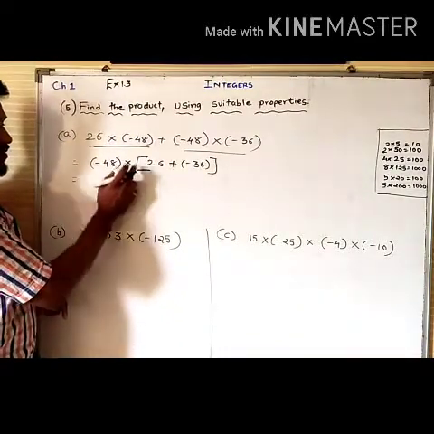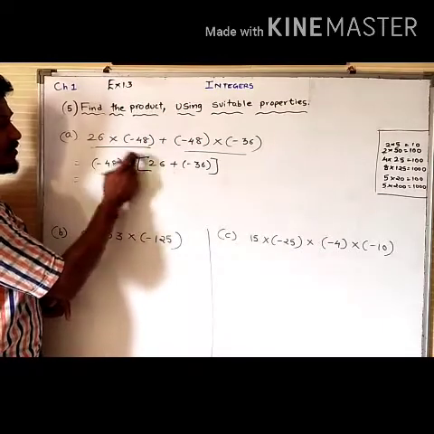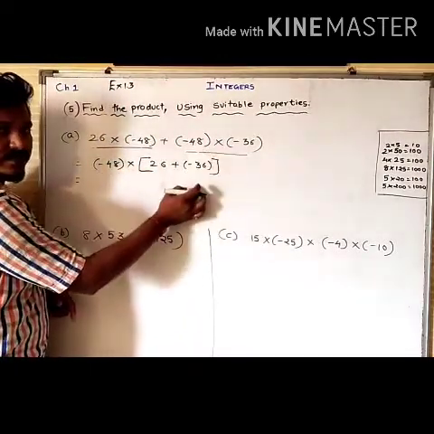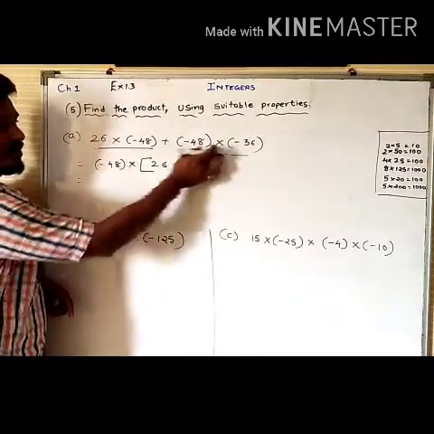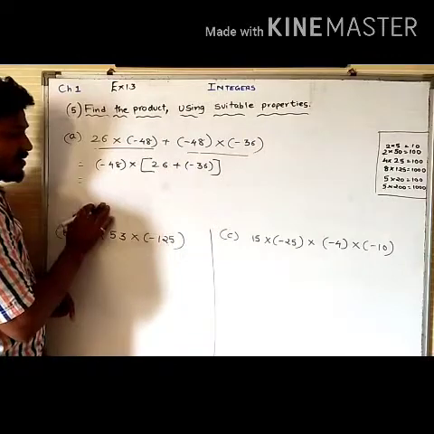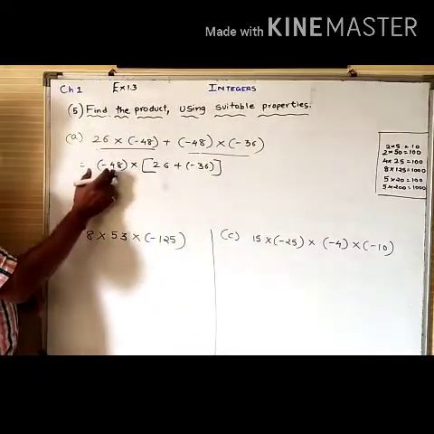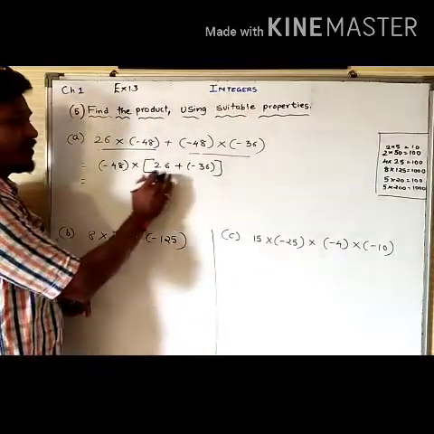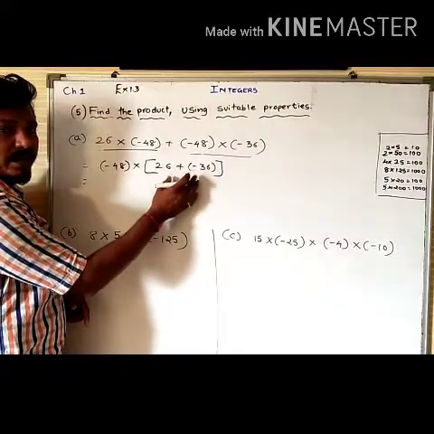See dear student, 26 multiplied by 48, or 48 multiplied by 26, and 48 multiplied by 36. So I have taken negative 48 as common and the uncommon value will go inside the bracket. Which property do you observe over here? That is A into (B plus C). That is the distributive property of multiplication over addition. Now after this you can resolve the bracket.